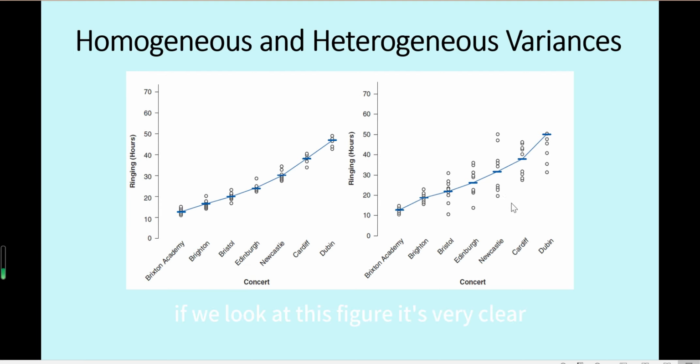If we look at this figure, it's very clear that for different categorical values of the constant, the y range is different, right? More spreading for this category than this one. So this is heterogeneity of variance. And we have to test for homogeneity first, before we can go further to use many statistical models.